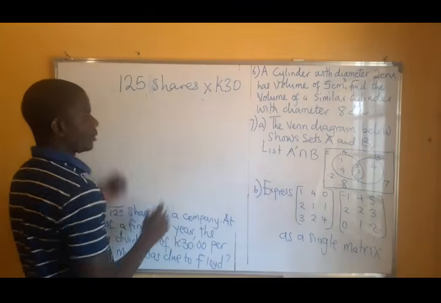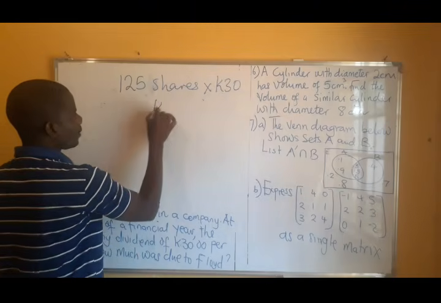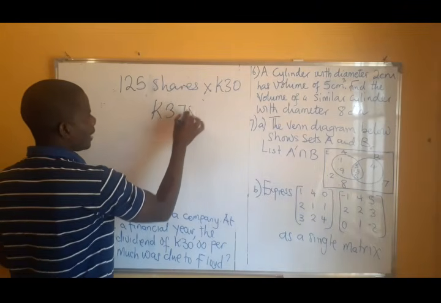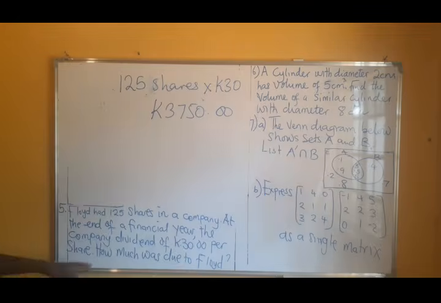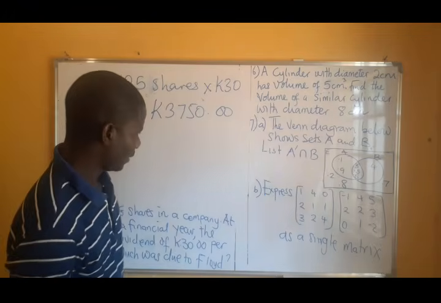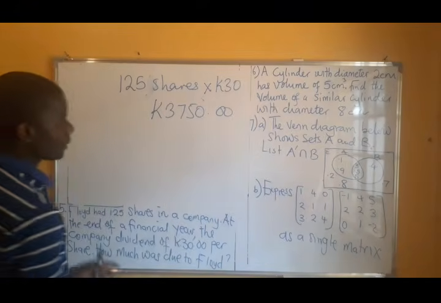So when we multiply these two, you are going to get 3,750 kwacha. This is the amount that was due to Freud. So we can proceed and look at question 6.